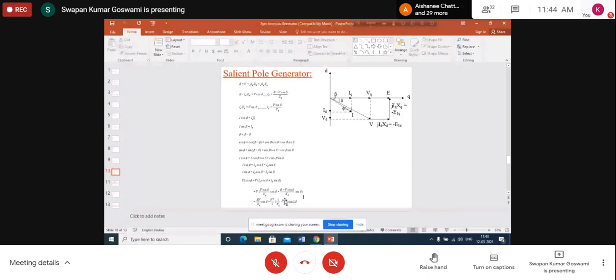That's why V square has been divided by 2, so that we can multiply here by 2, and we can write 2 cosine delta sine delta as sine 2 delta. So V I cosine phi is the active power P delivered by the salient pole generator. And how much is that? It is EV by XD sine delta plus V square by 2, 1 upon XQ minus 1 upon XD sine 2 delta. Okay, this is the expression for the active power.